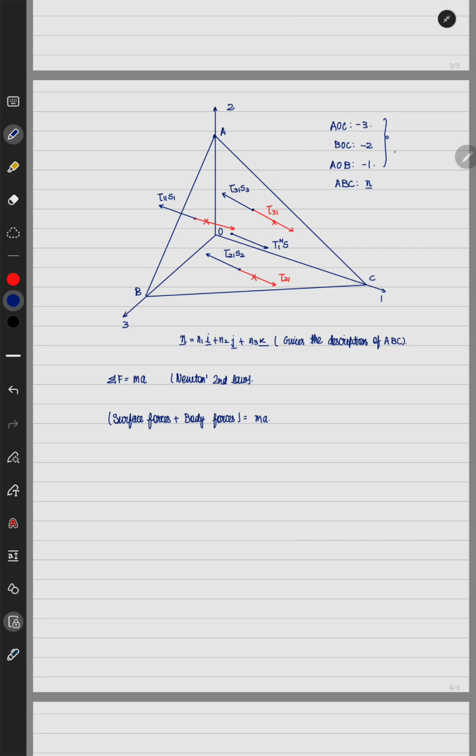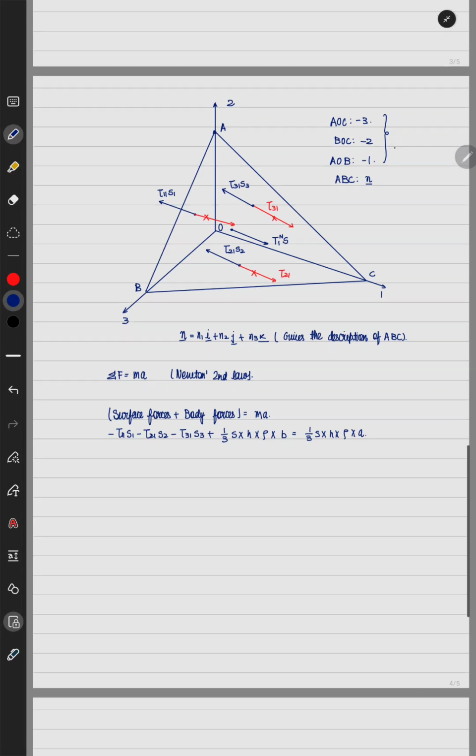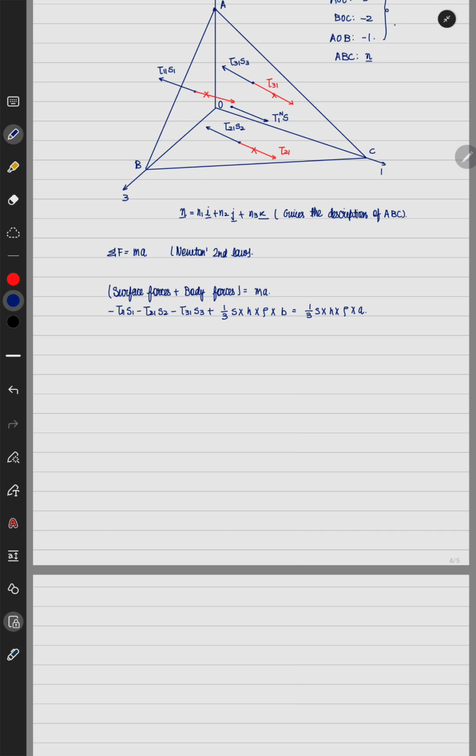Now what I can say, the surface forces are minus tau 11 S1 minus tau 21 S2 minus tau 31 S3, plus the body force, which for this particular geometry is 1 by 3 into S into H. This is the volume, multiplied by the density gives mass, multiplied by the body force per unit mass, is equal to mass, given by 1 by 3 into S into H, the volume, into density, giving mass, into acceleration. This is the equation that I have got.